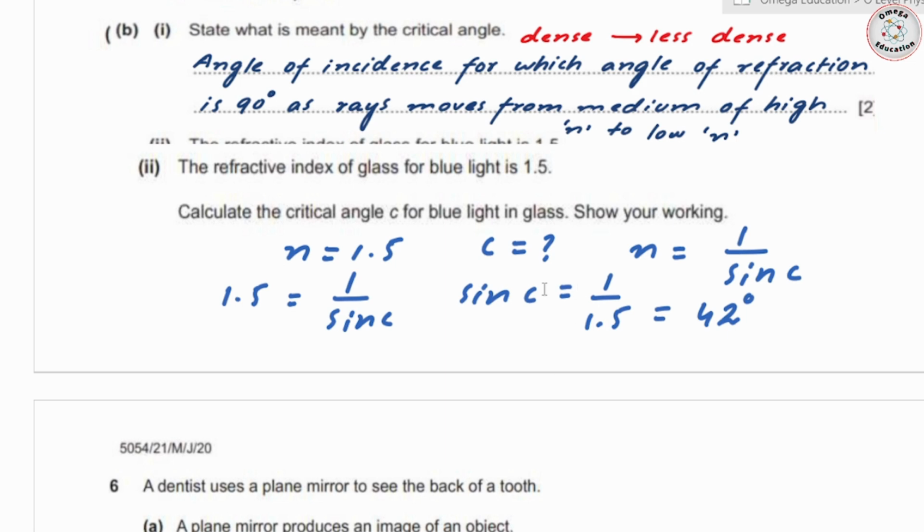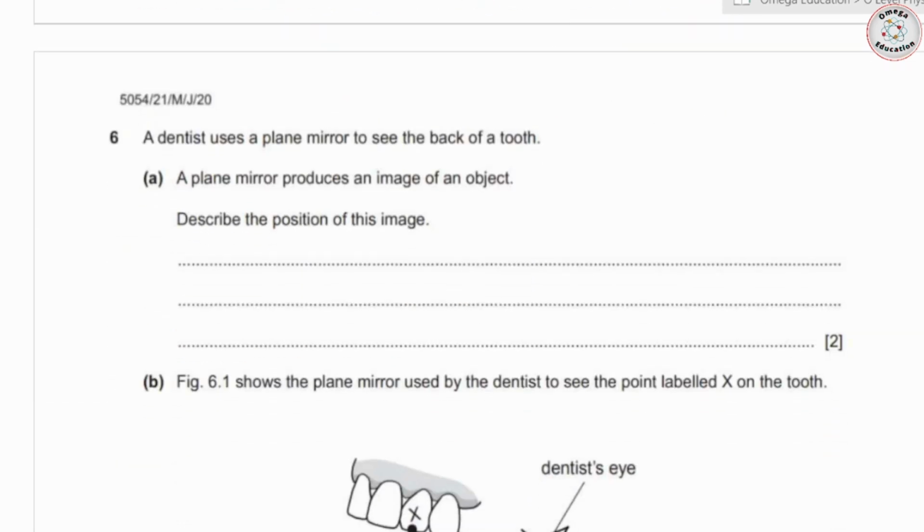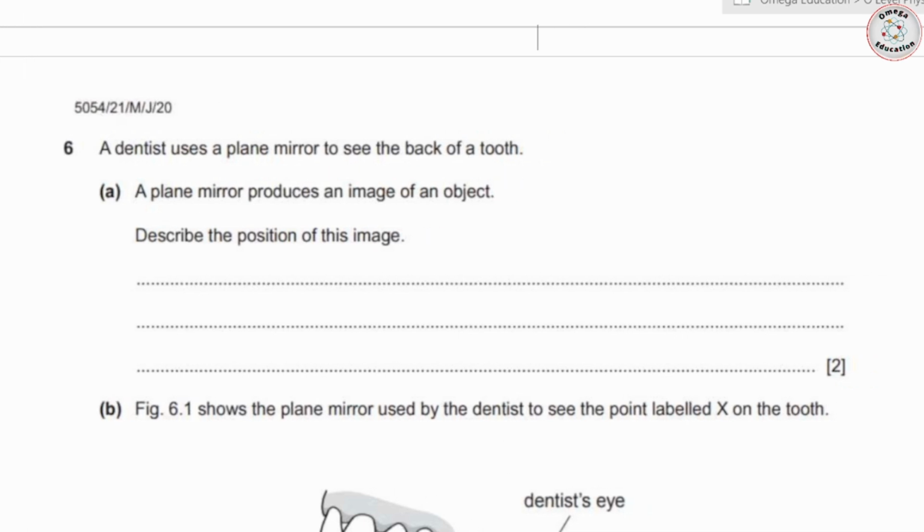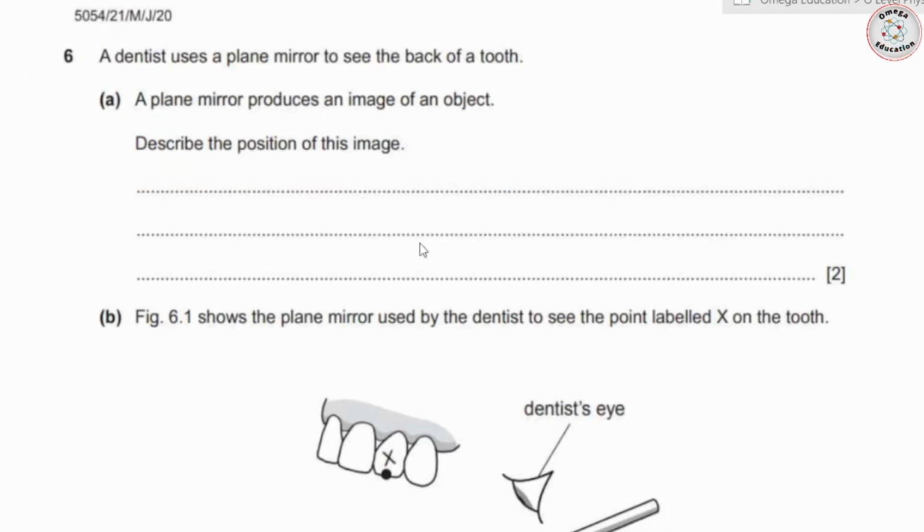All right, moving on to the next one. Here we have another latest question. Just let me zoom it in a little bit. Okay, that's fine. A dentist uses a plane mirror to see the back of the tooth. The plane mirror produces an image of the object. Describe the position of the object.